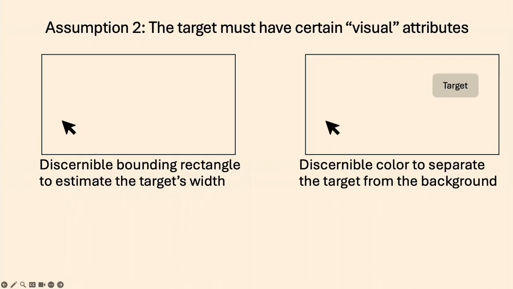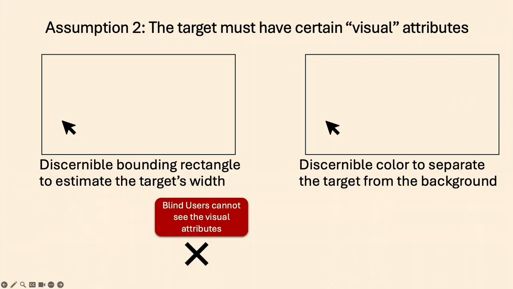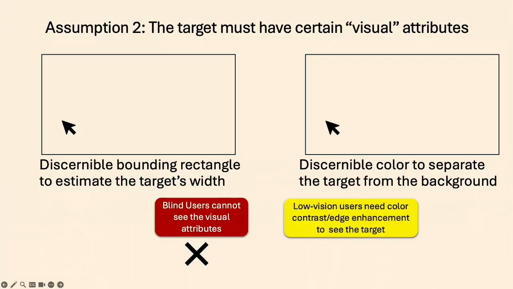Okay, what if the background color of the target is not discernible like this? Again, target is gone. I can't move my cursor towards the target. So another assumption, that the target must have some visual attributes, cannot hold for blind users, and it is partially applicable for low vision users.